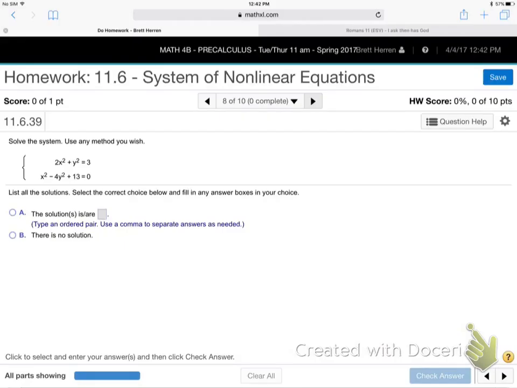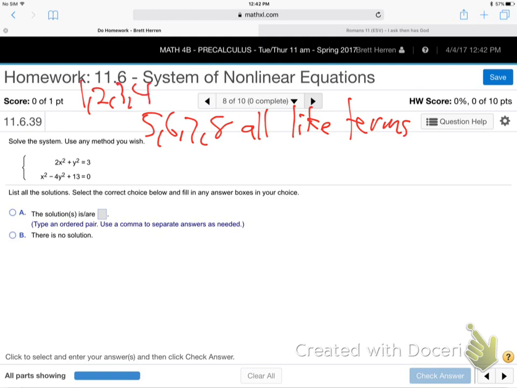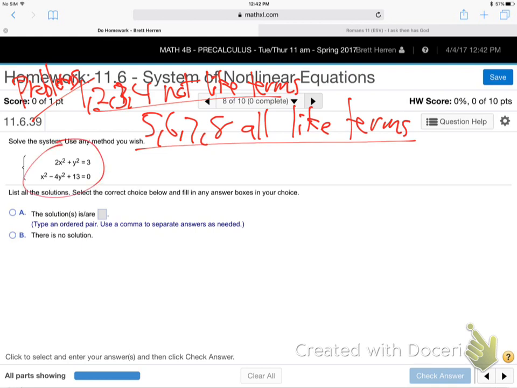All right, so number 5, 6, 7, and 8 are all like terms. Do you see what I mean? Problems 1, 2, 3, and 4 were not like terms. 5, 6, 7, and 8 are. See what I mean? Look at these guys. See how they're like terms? X squared with x squared, y squared with y squared, numbers with numbers. They're like terms.